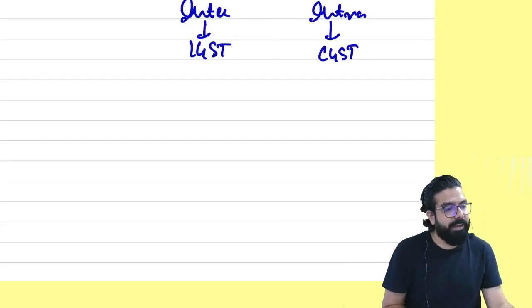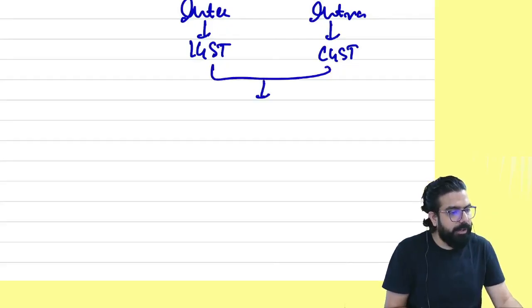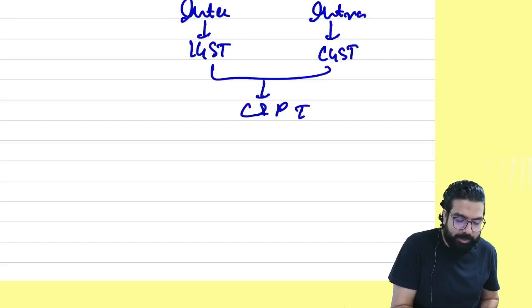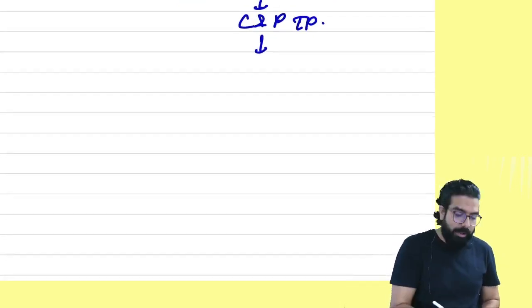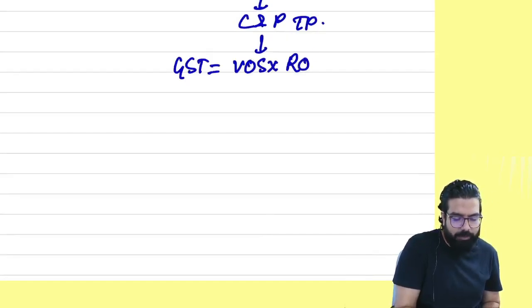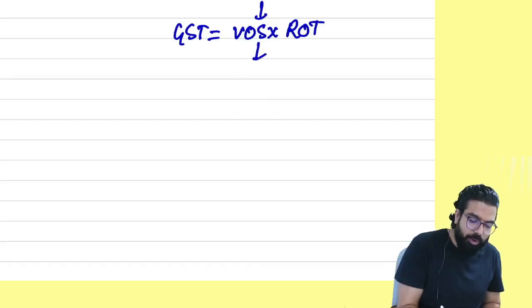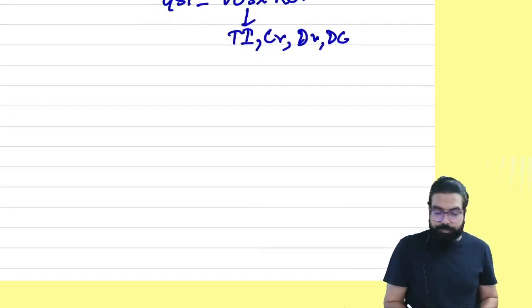Once GST gets levied, GST has to be collected and paid. Collected and paid by whom? Taxable person. How will he collect? How will he pay? He will calculate GST is equal to value of supply into rate of tax. Once you know the value, you will prepare the tax invoice, credit note, debit note, and delivery challan.